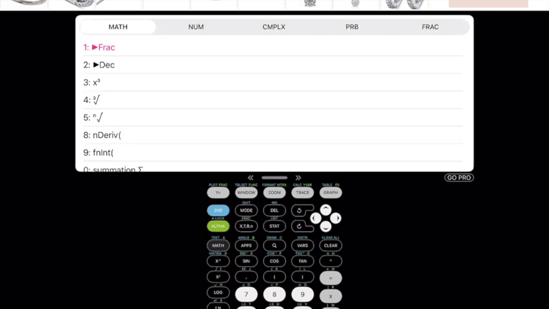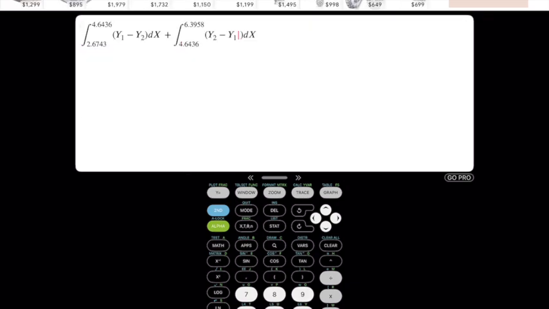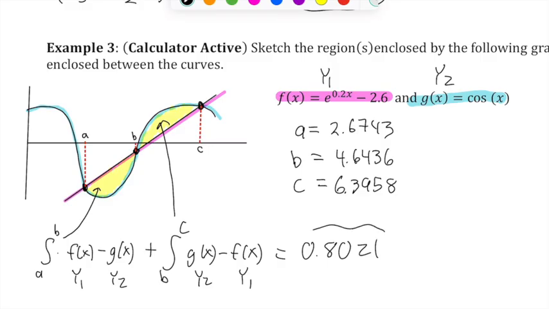And then we're going to do the integral again. Hit enter, and then that's what we get for our area, 0.8021. And again, that is my area found in the calculator. And on a free response question, this is enough work to show.